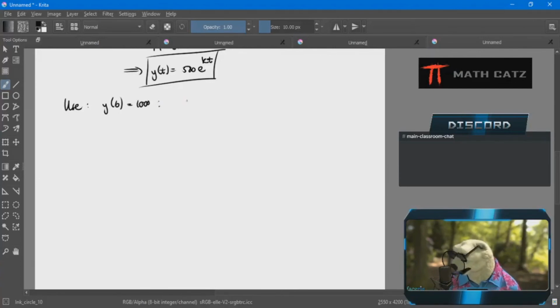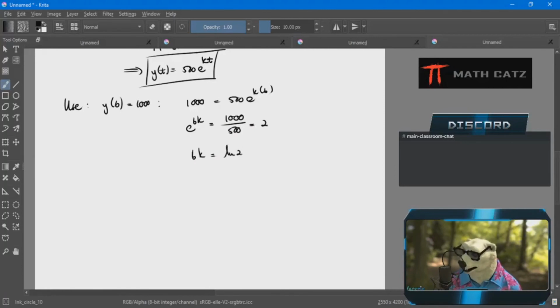Let's use that. Plug in 1,000 for y. Plug in 6 for t. And e to the 6k equals 1,000 over 500, or in this case 2. So 6k equals natural log of 2, and k equals natural log of 2 over 6. Let's see what that is.